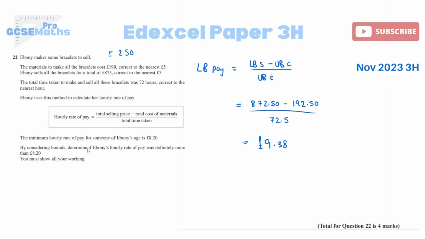So determine if Ebony's hourly rate of pay is definitely more than 8.20. Well, yes, it is definitely more, isn't it? So you can say yes, both bounds would be more than 8.20, or some kind of conclusion just to explain that: the lower bound is more, so therefore the upper bound is also more.